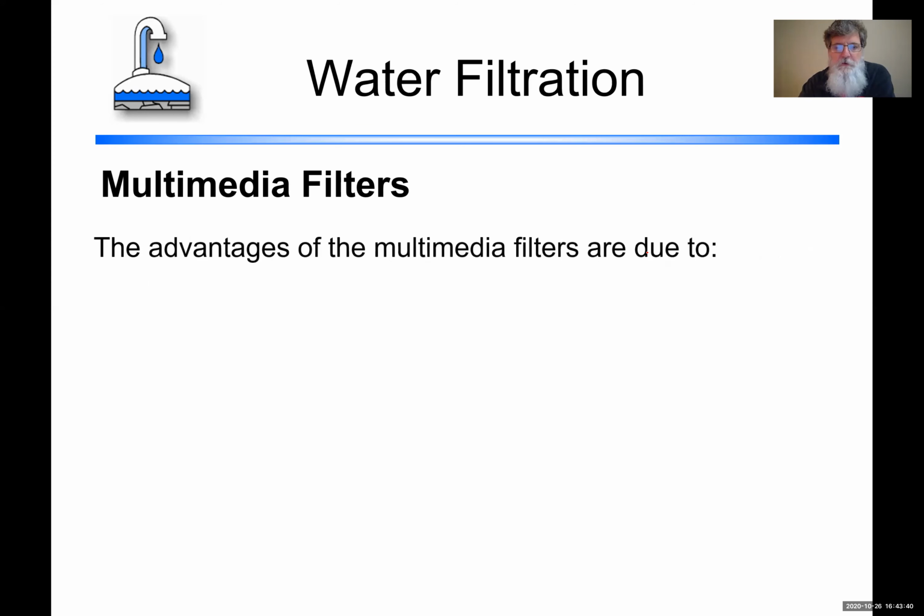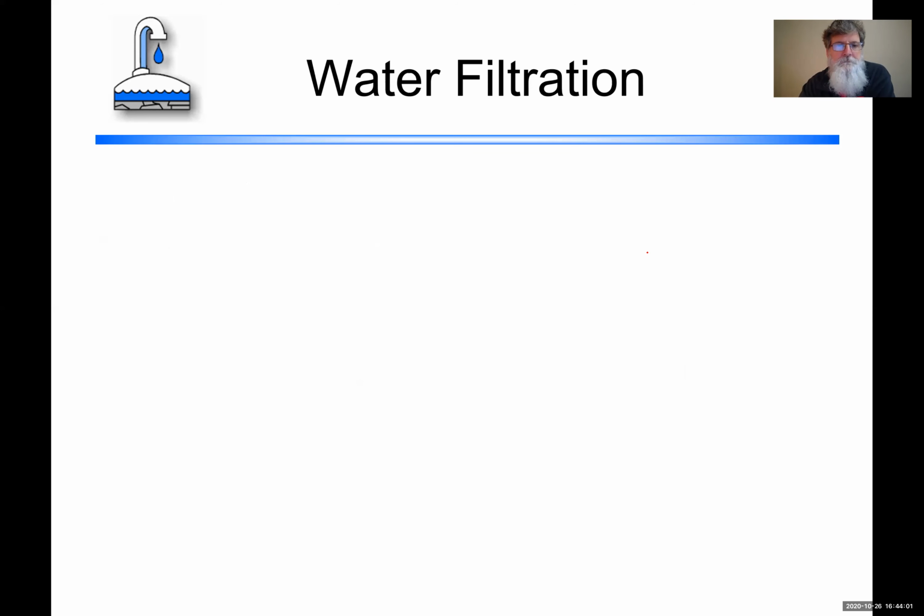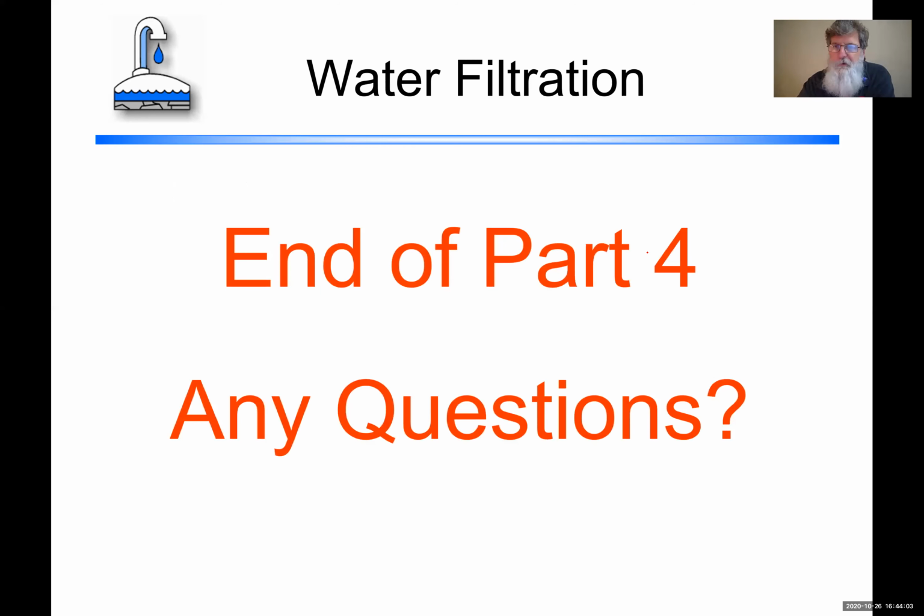The advantages of multimedia filters are due to the media size, the different specific gravities that we talked about, the lighter materials being on top, heavier materials sinking to the bottom. And of course, the gradation of that, making sure you get the right size. The lighter materials need to be coarser. As you go down to the heavier materials, they should be finer. And that's it. Kind of an odd stop point.